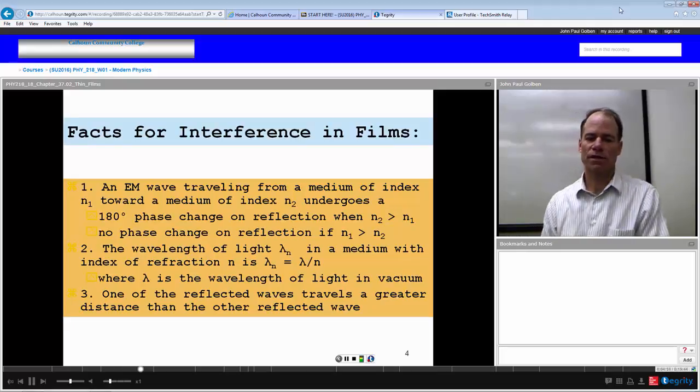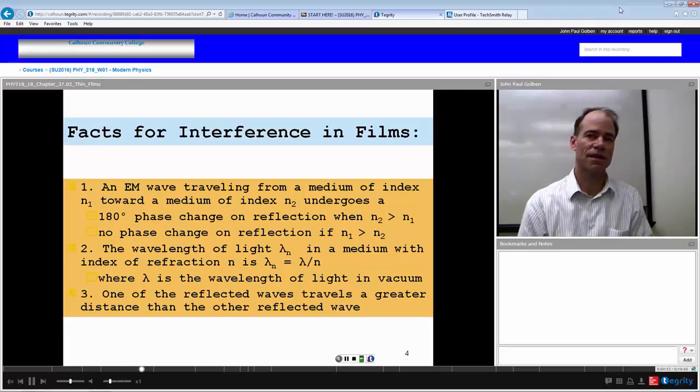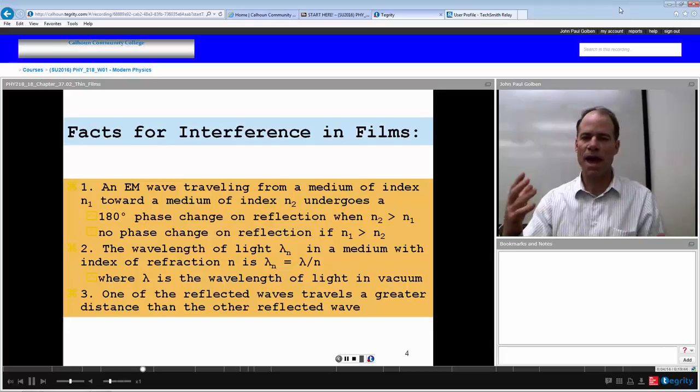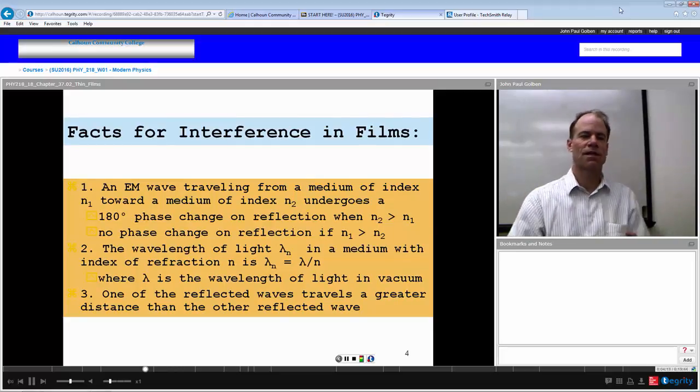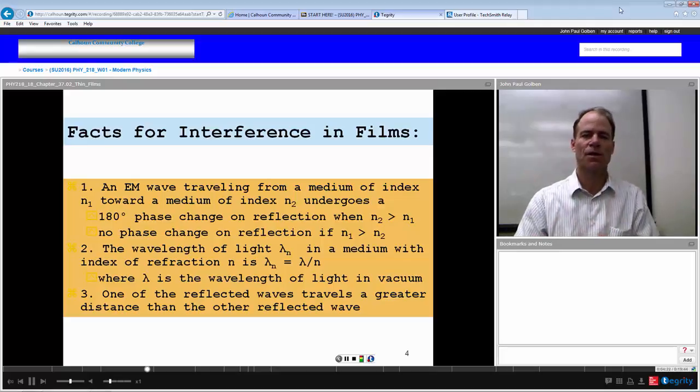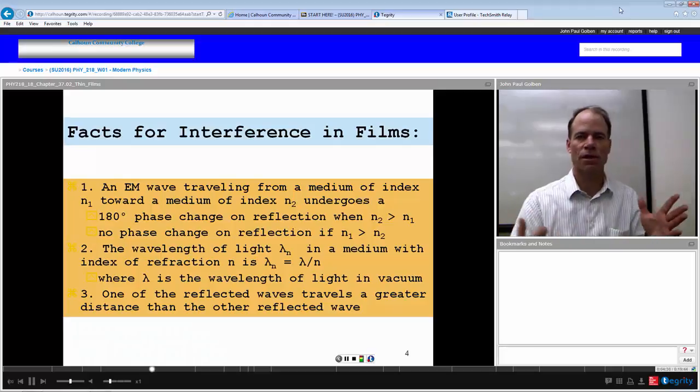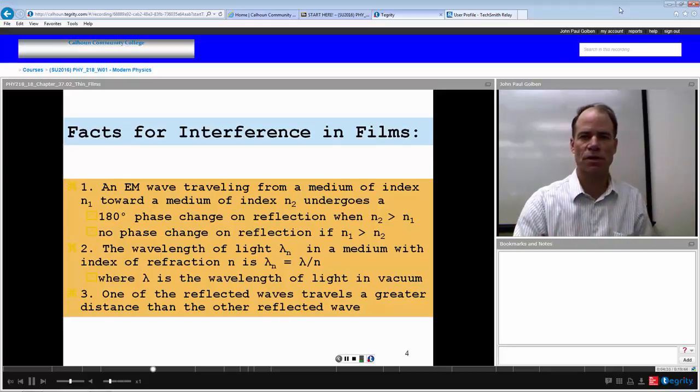And one of the reflected waves travels a greater distance than the other reflected wave. So we're going to have a path difference between the two interfering waves. So we have phase changes upon possible reflections. We have a difference in wavelength if one wave is passing through a substance. And we have a path difference if we're interfering waves off of two different boundaries.